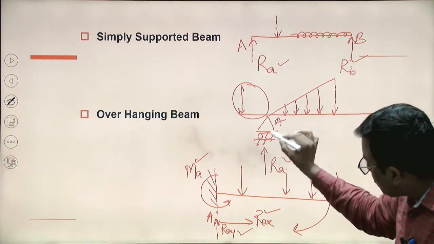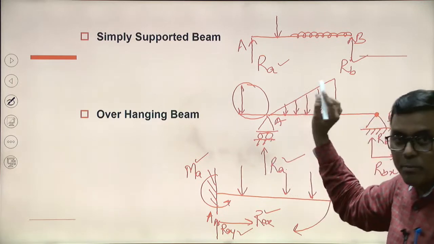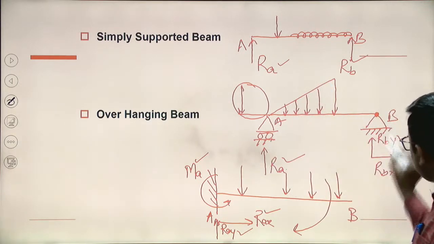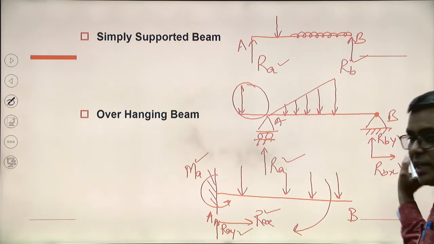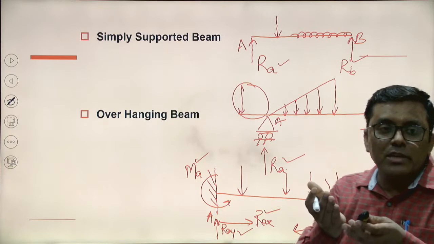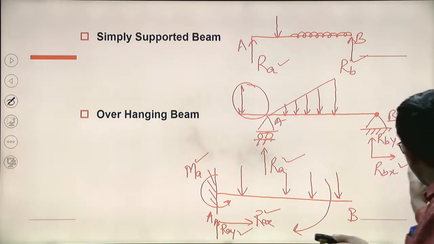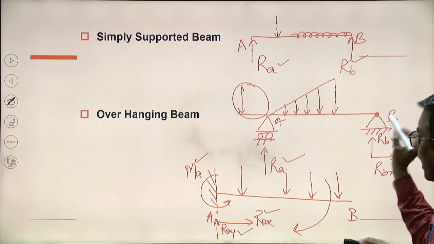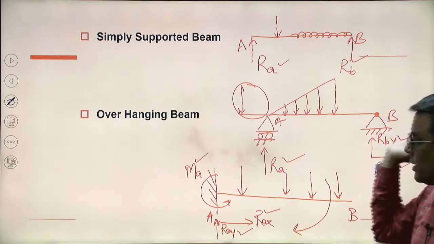If it is a roller support, then there will be one vertical upward reaction force. If it is a hinge support, there will be two reactions. Why two reactions? Because whenever we talk about a hinge, translation is restricted in two directions. So that's why it is RBX and RBY. So it is also statically determinate.